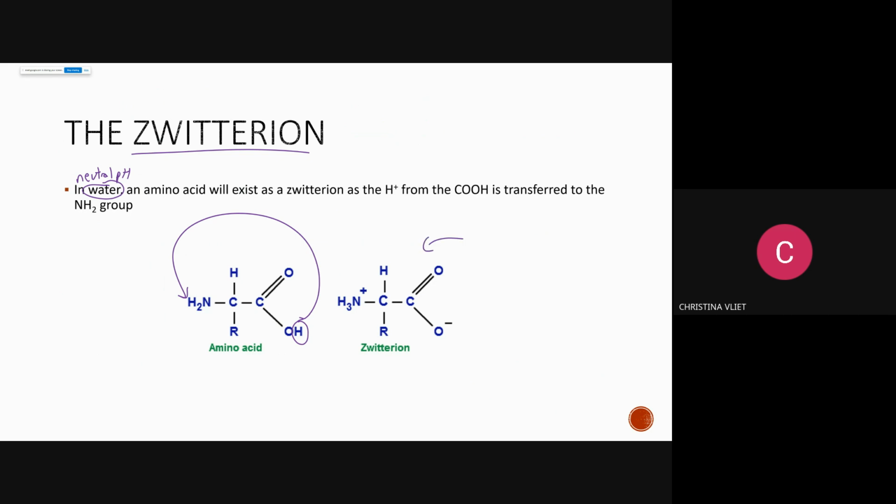So this is how amino acids appear in aqueous water solutions.